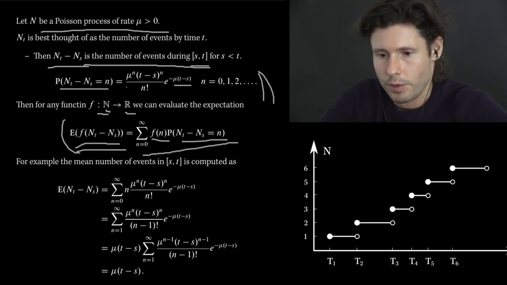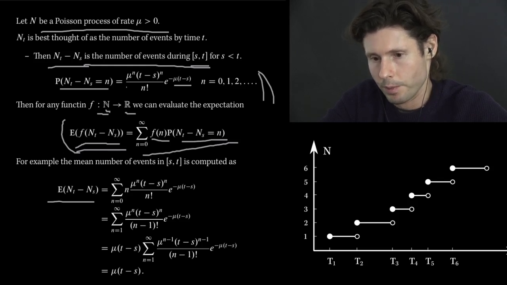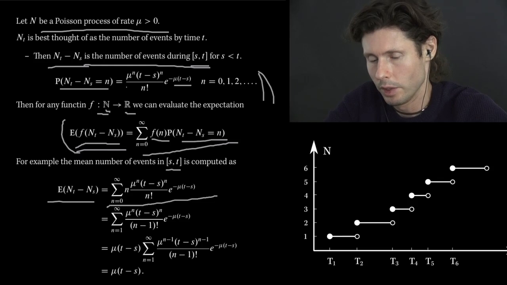So let's look at a few basic examples. What's the expected value of the number of events in the time interval s to t, right? The expected value of the increment. This is a pretty simple calculation, but all you need to do is just stack up all the possible values against the distribution. So it's n, the possible value of the increment, times the distribution, which is right here.